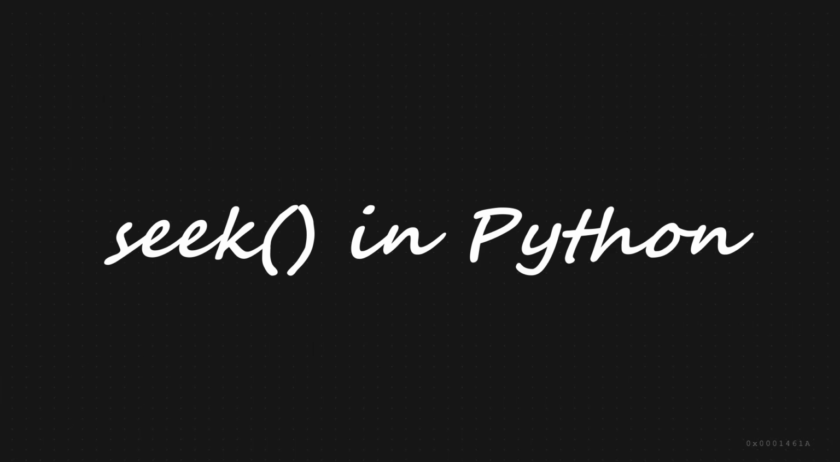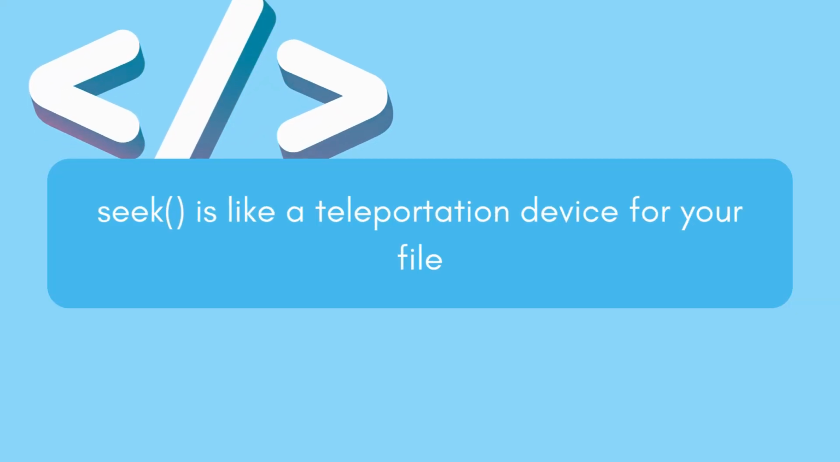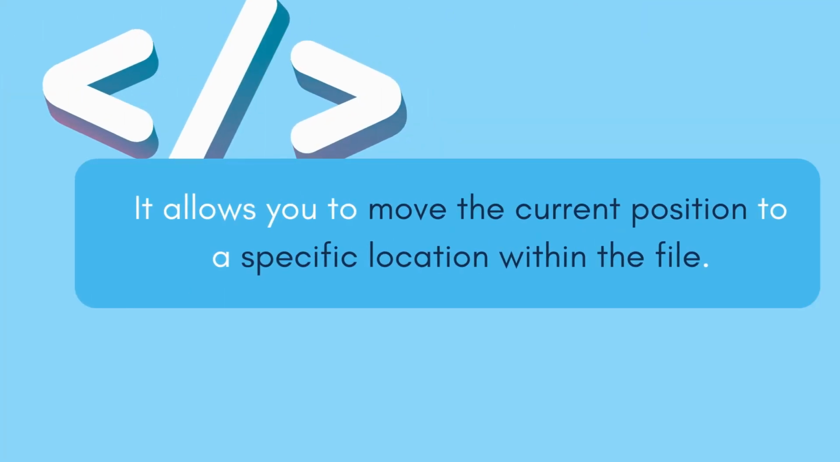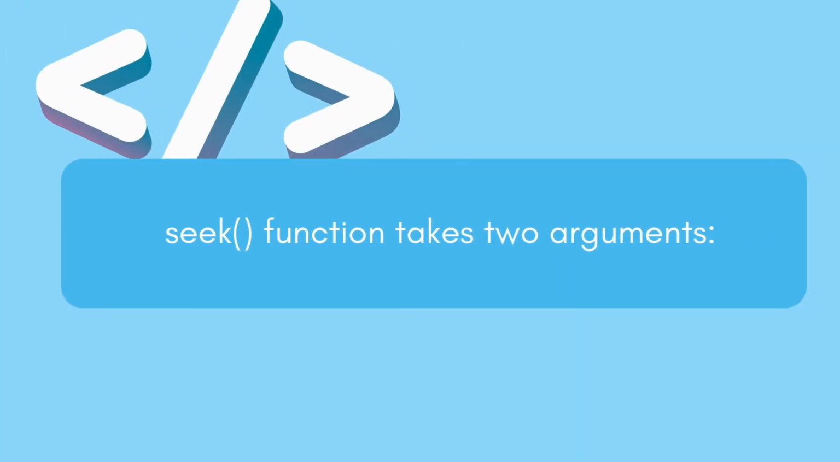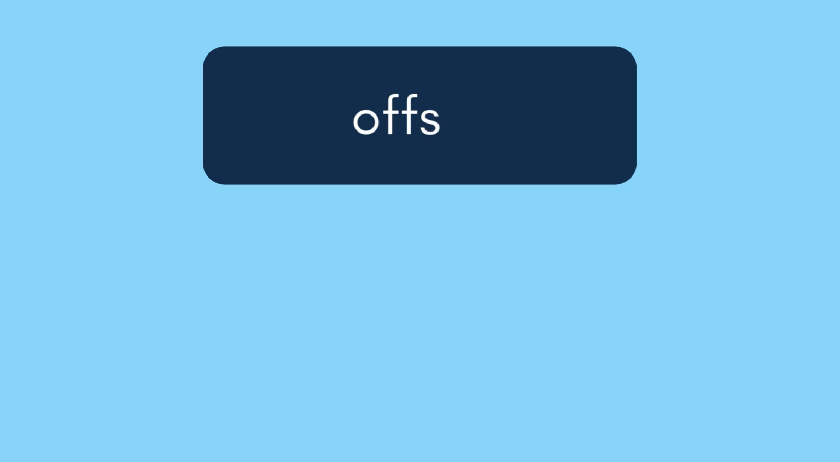Now let's talk about the seek function. It's like a teleportation device for your file, allowing you to move the current position to a specific location within the file. Seek takes two arguments, offset and the reference point.